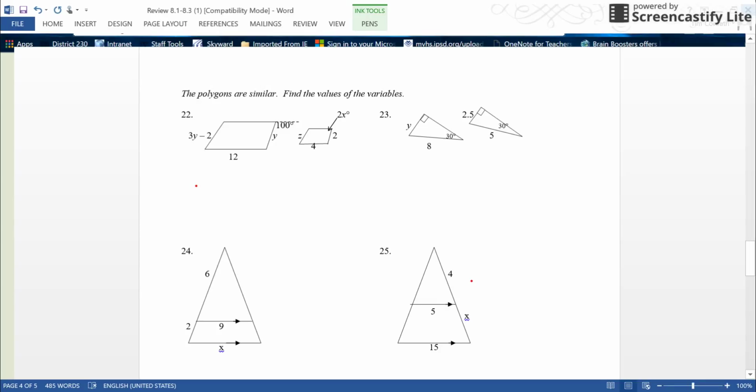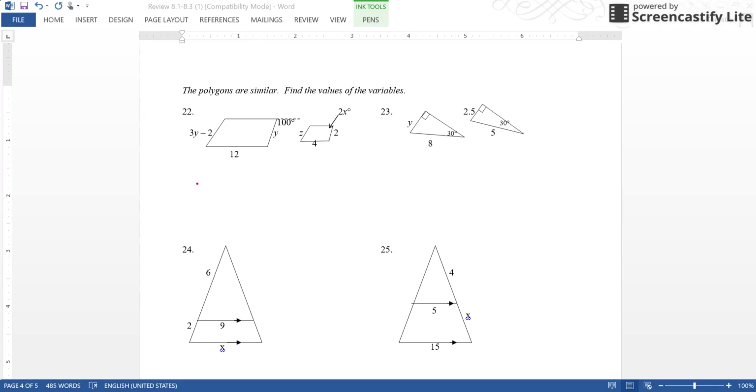All right, here's our last page of the review. Now, the polygons are similar, so they tell us they're similar. Find the values of the variables. So, if they're similar, we can say a couple things.